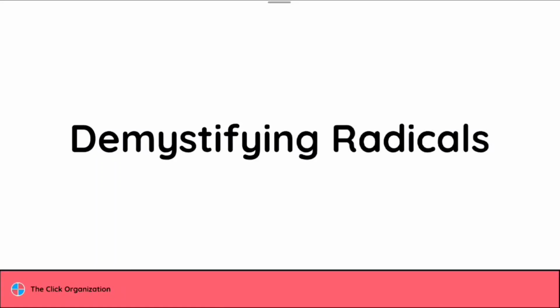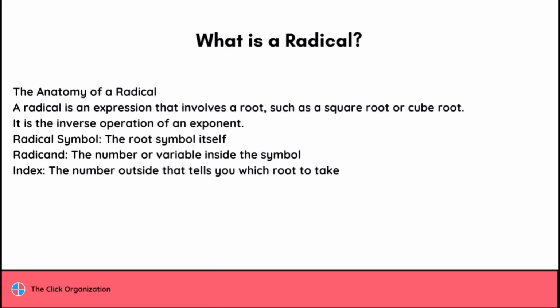We're going to dive into the world of mathematics and demystify radicals. We will look at how roots, radicals, and rational exponents all connect to each other, and by the end of this presentation, you'll see exactly how straightforward they really are. Let's start with the basics.